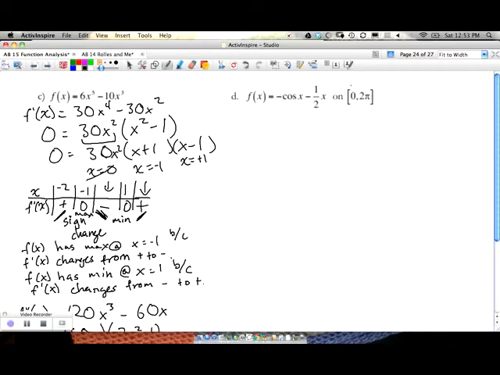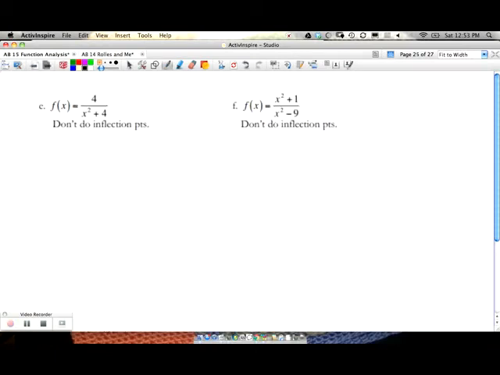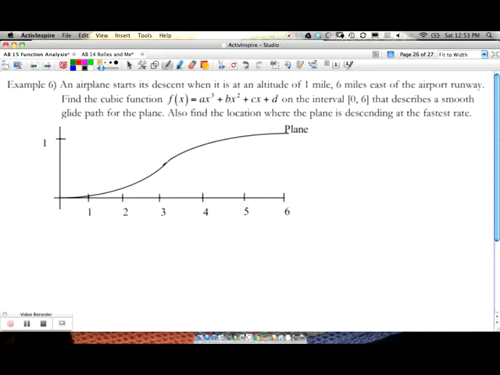All right, part D here. We are so close to the finish line. You guys don't even understand how close we are. In fact, let's peek at the finish line. How many more functions do we have? We have these two, and then a word problem. And that's pretty much it.